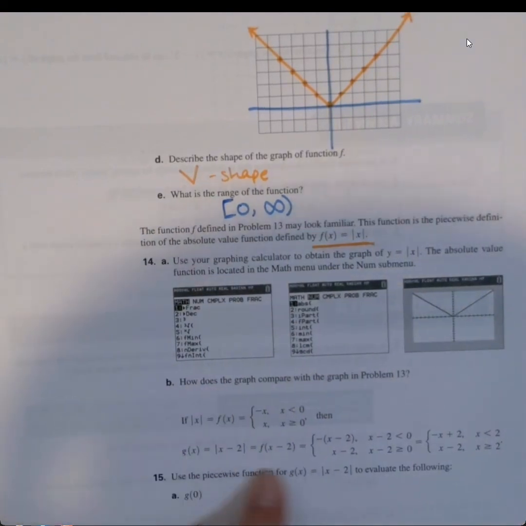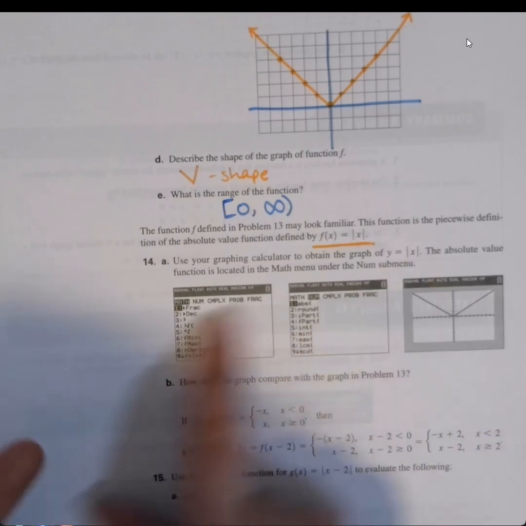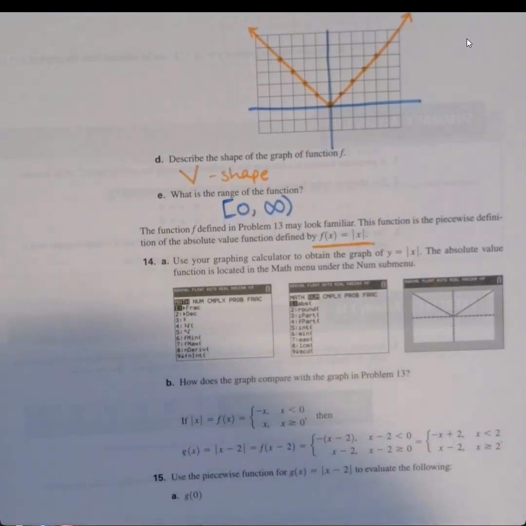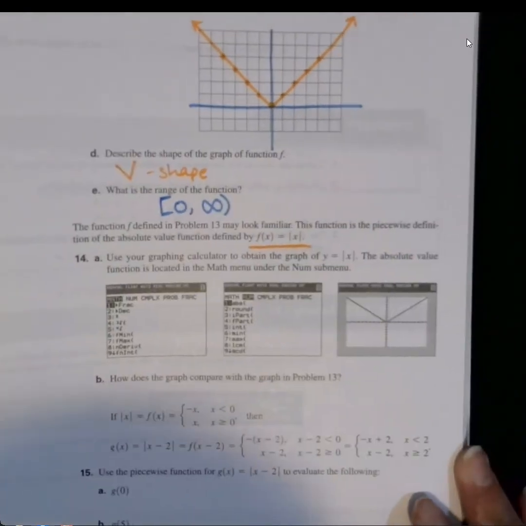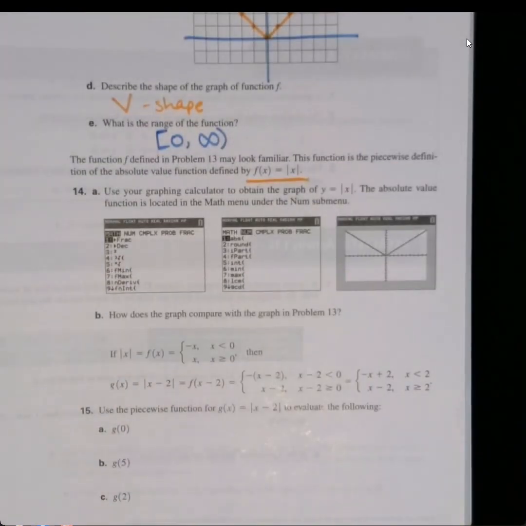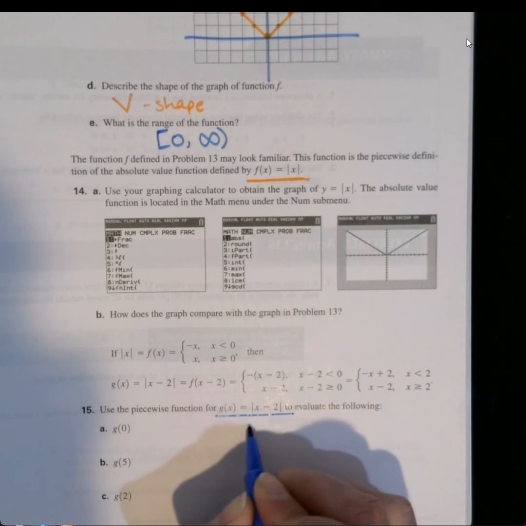How does the graph compare? So it's the same graph we had. They wanted us to graph the absolute value function. We did so and see how it compares. So it's the same graph. If you want to check this one, graph the absolute value of x minus 2, or the function in two pieces, negative x minus 2 for the condition x minus 2 is less than 0, and x minus 2 for the condition x minus 2 is greater than 0. So you can check that. Those are the same, but they're trying to illustrate that the absolute value function can be separated into a piecewise function. Okay, so use the piecewise function for g to evaluate each of these.